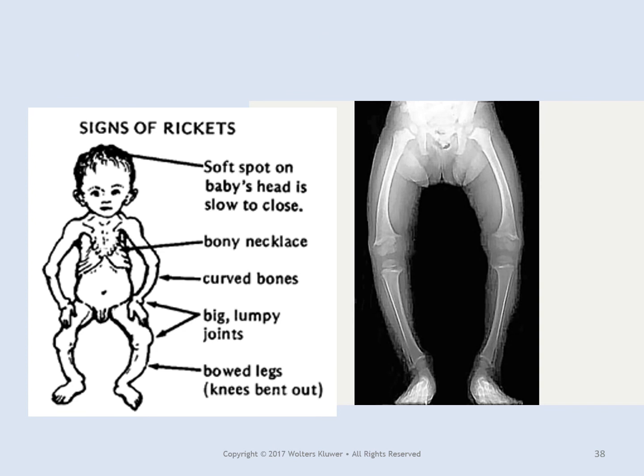So these are kind of your classic signs of rickets. In particular, you can see the big bowed curved legs. The femur right here, this should not be curved like that. That's bad.